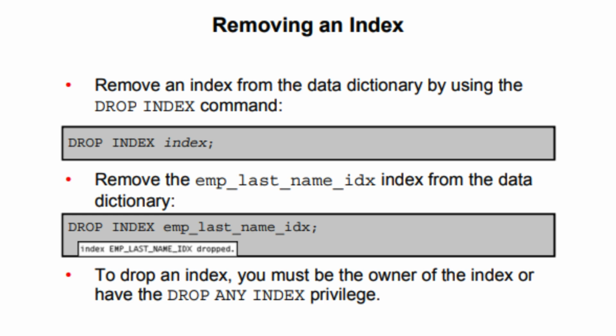You cannot modify indexes. To change an index, you must drop it and then recreate it. Remove an index definition from the data dictionary by issuing the drop index statement. To drop an index, you must be the owner of the index or have the drop any index privilege. In the syntax, index is the name of the index. You can drop an index using the online keyword. Drop index emp_index online. Specify online to indicate that DML operations on the table are allowed while dropping the index.